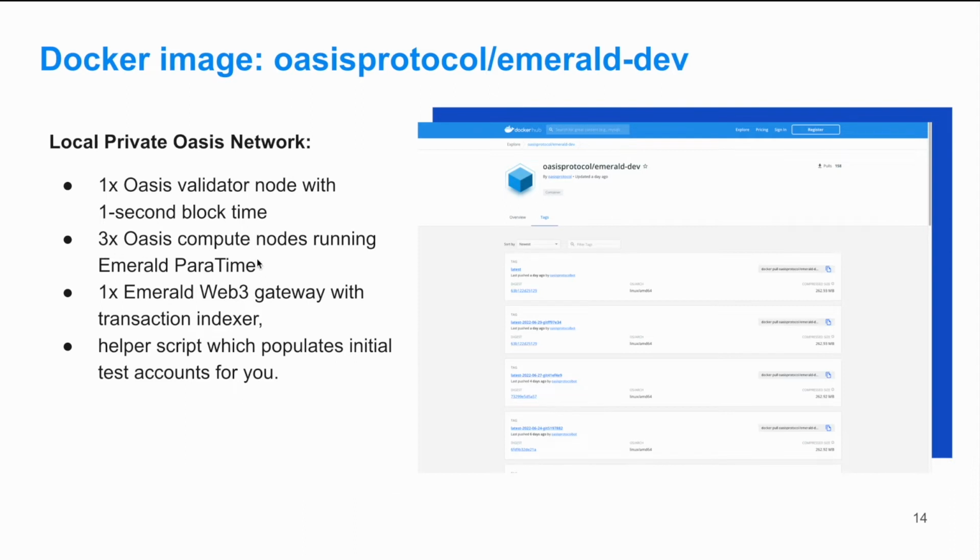Then you get 3 Oasis compute nodes which are running Emerald ParaTime, and you also get a Web3 gateway with some transaction indexer, okay? And of course some helper scripts which populate initial test accounts. So when you run that image, you will notice that there are several accounts populated, you get private keys and so on. So it's pretty cool because you can actually do everything locally, okay? So this is the second option.